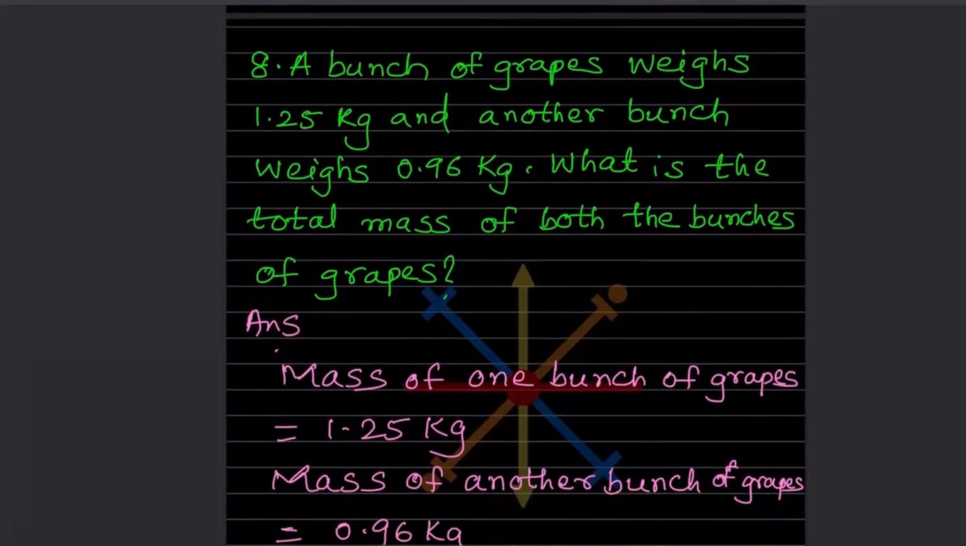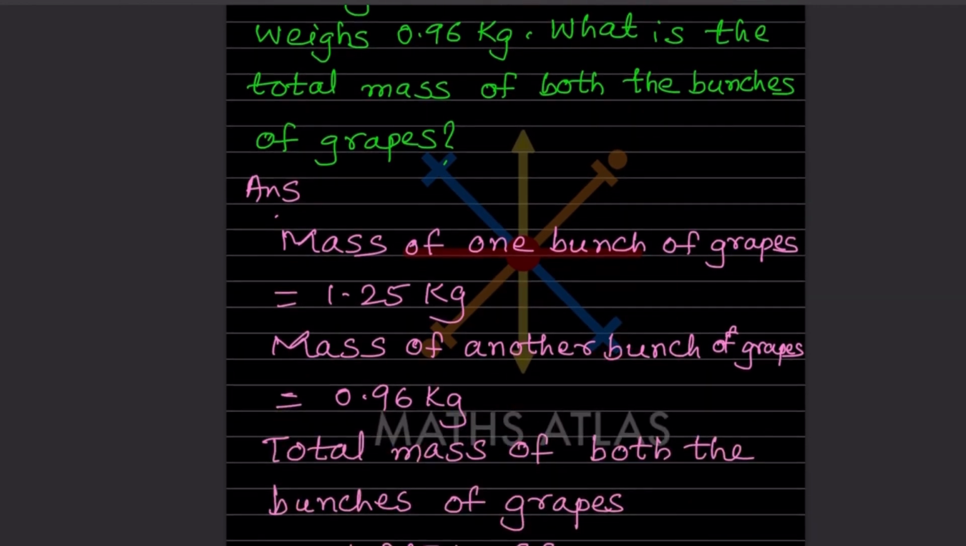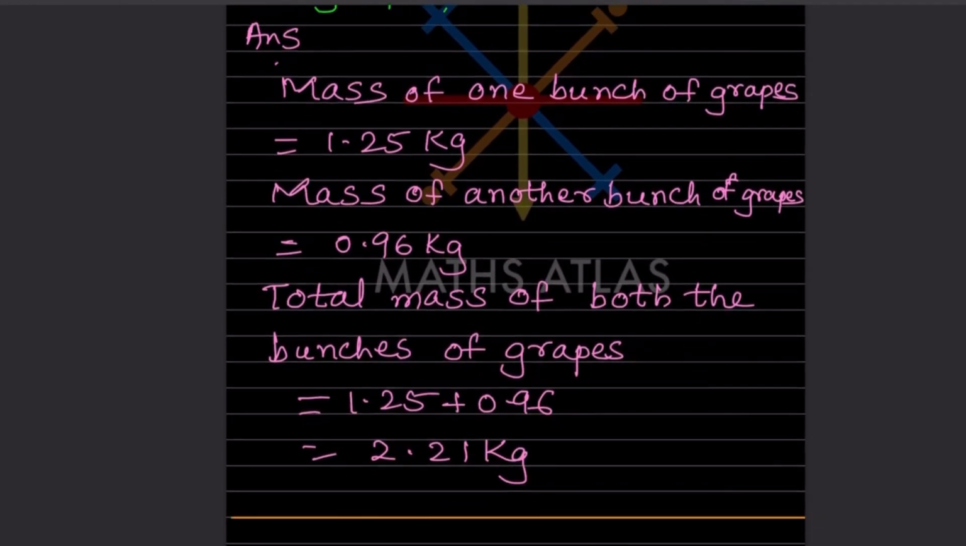A bunch of grapes weighs 1.25 kilogram and another bunch weighs 0.96 kilogram. What is the total mass of both the bunches of grapes? So now look at the mass of one bunch of grapes, mass of another bunch of grapes. So you want the total mass. So total mass of both the bunches of grapes, and which is, you have to add both.